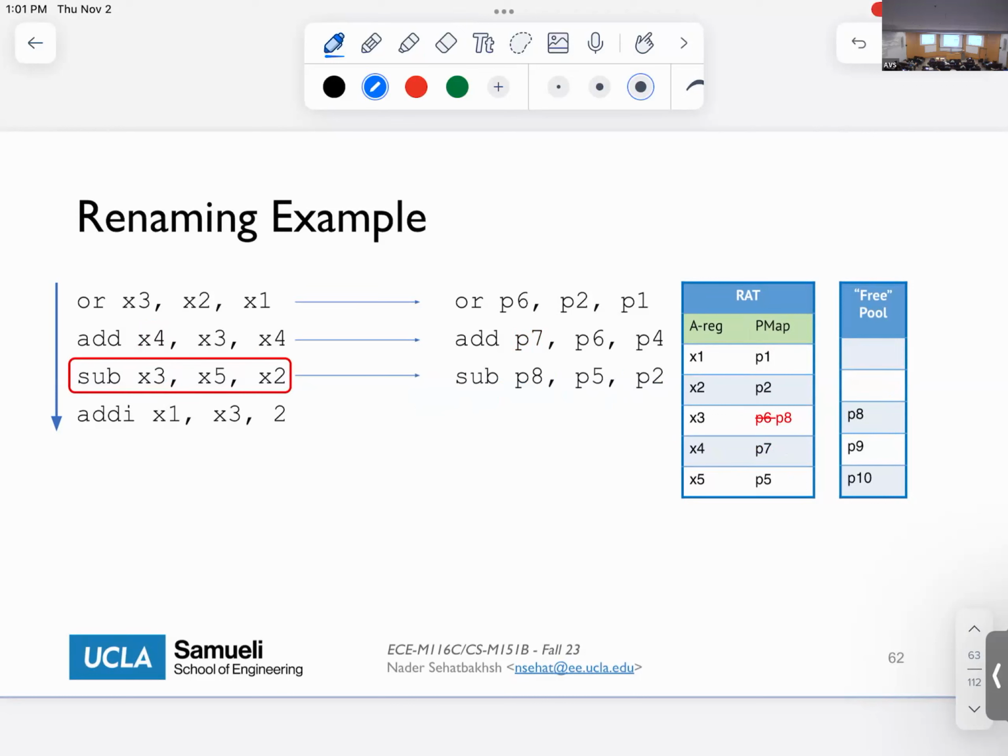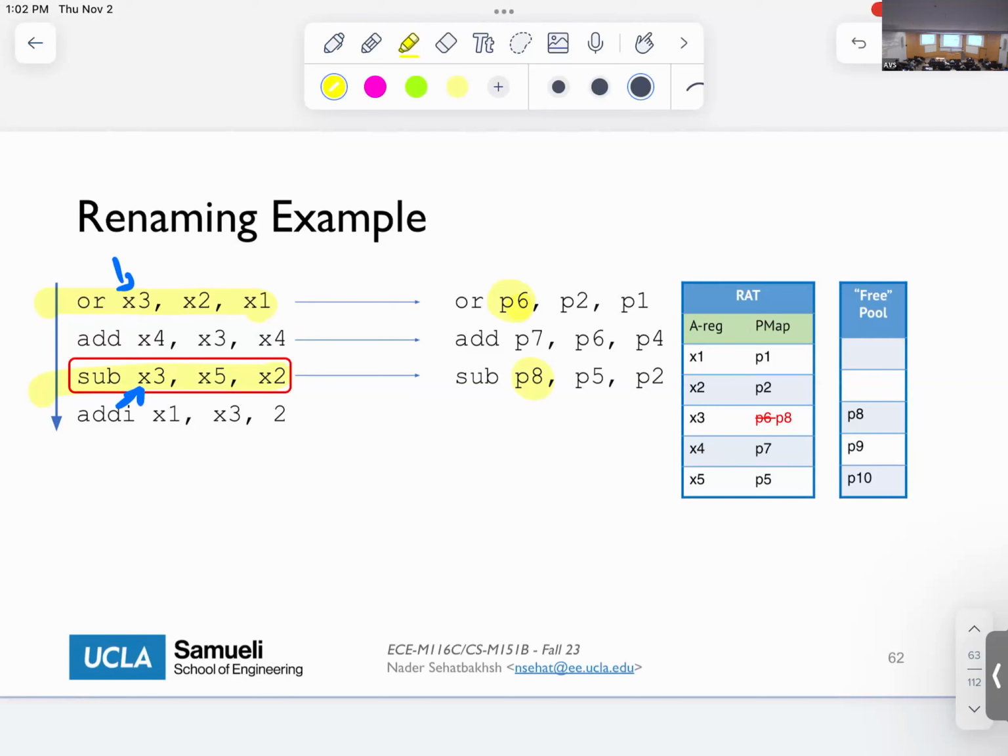So what is happening now? Consider the scenario where we had this and this, okay? I'll answer the question. Consider this and see why renaming is now helping us. As you can see, in the past, this X3 and this X3 were the same, and I told you this is what we call an output dependence. But now take a look at how the renaming helps us remove that problem, because now OR is using P6, and now sub is using P8, okay? Exactly what I wanted, right?